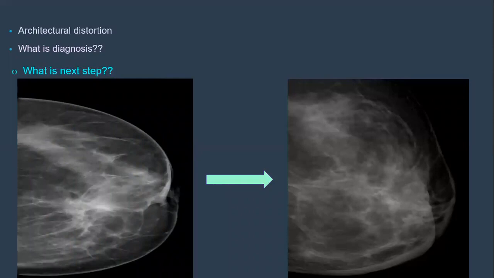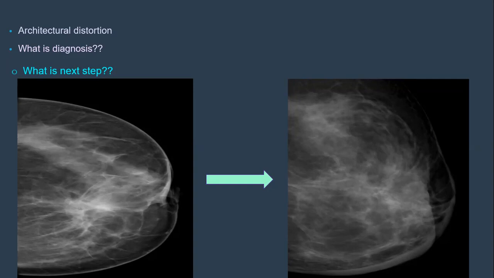So more skin retraction, or only retraction, more. What are the new findings? Skin thickening also. More skin thickening, and retraction is okay.